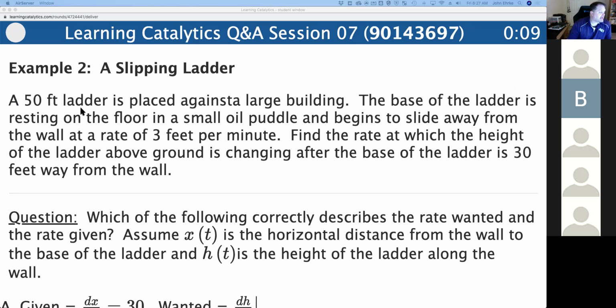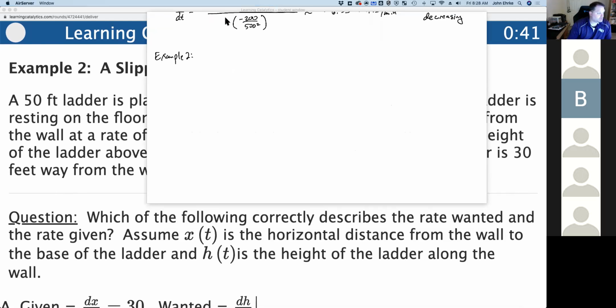We have a 50-foot ladder that's leaned up against a large building. The base of the ladder is resting on the floor, and there's a small oil puddle at the base of the ladder that causes it to slide away from the building, at which point the ladder's height comes down and it slides further away. I want to find the rate at which the height of the ladder is changing if the base of the ladder is now 30 feet away from the wall.